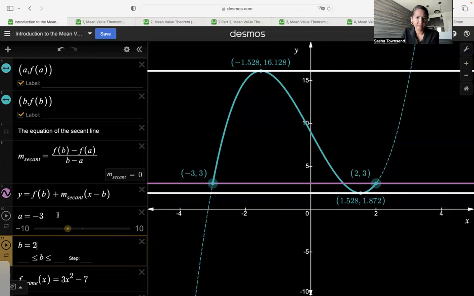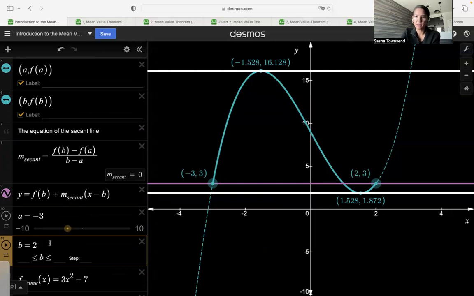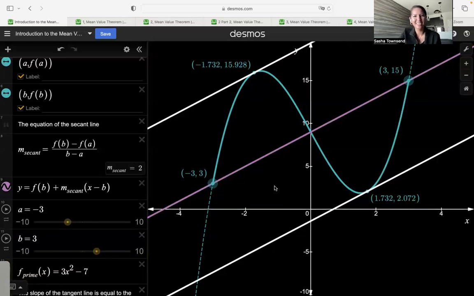Let's keep a equals -3, and let's change b to, I don't know, let's make b equal to 3. Then we get that pretty picture. Isn't that neat? So in that case, if I let b equal 3, f of b is 15. So when we evaluate the slope of the secant, we're going to have 15 minus 3.